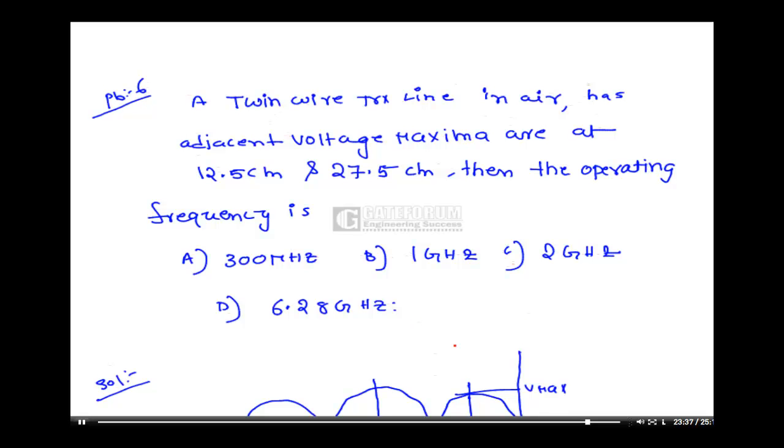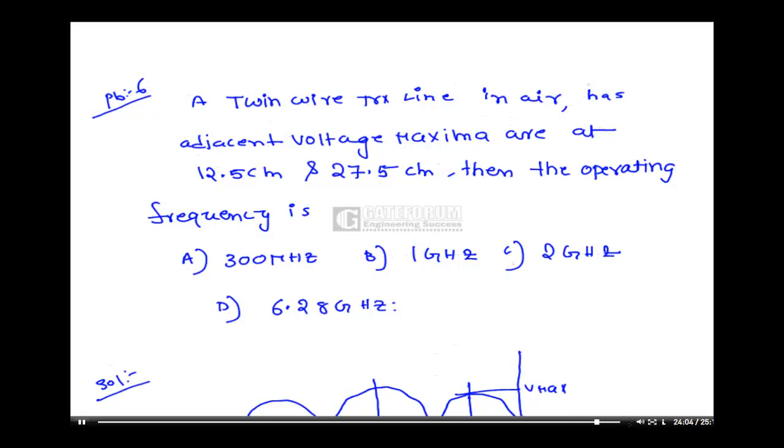Therefore lambda by 2 here is 15 centimeters. Lambda is equal to 30 centimeters. Lambda is equal to C by F. Now they are asking F. F is equal to C by lambda.